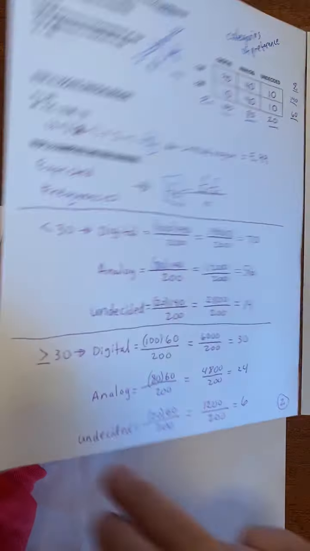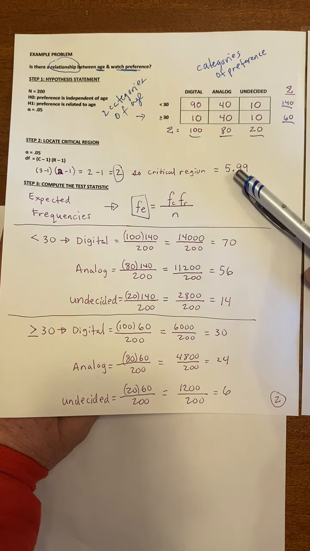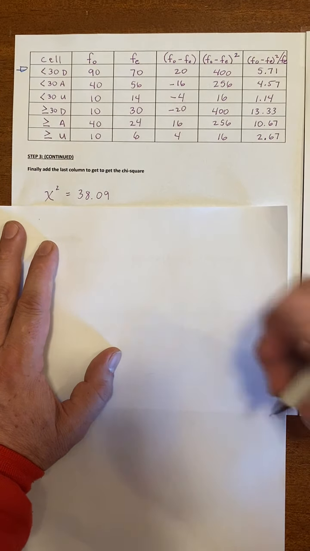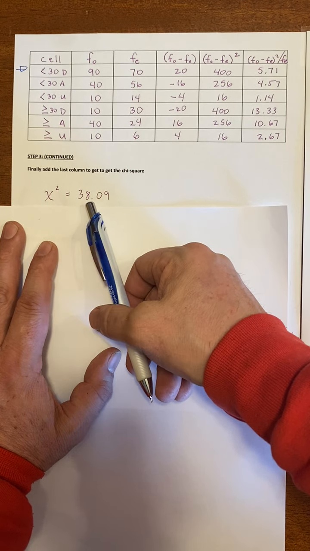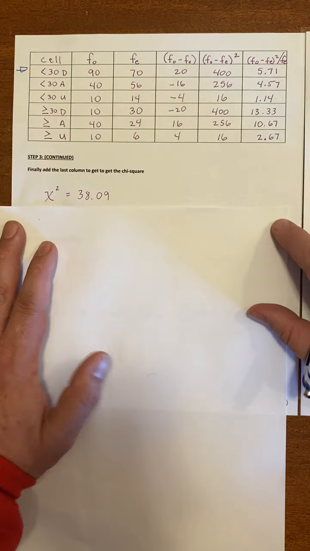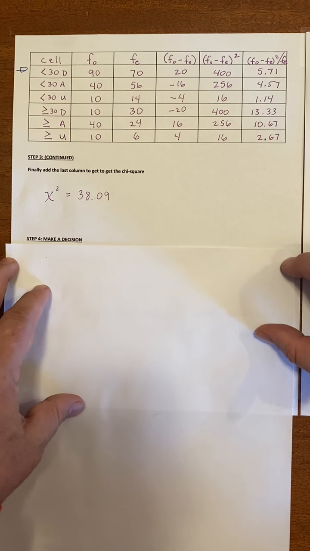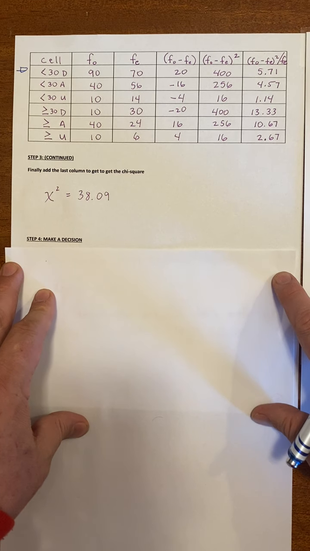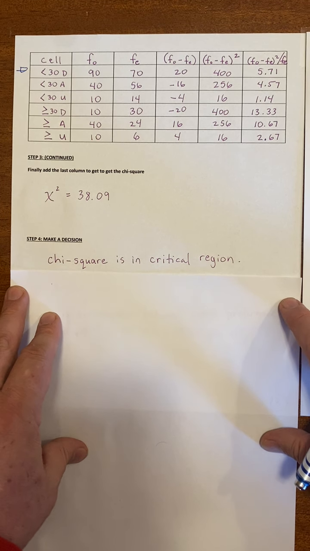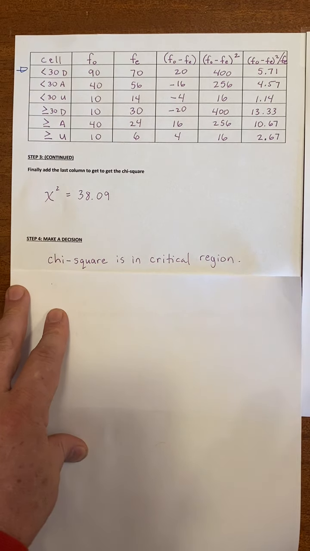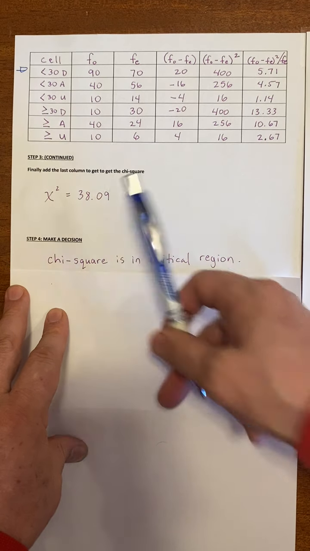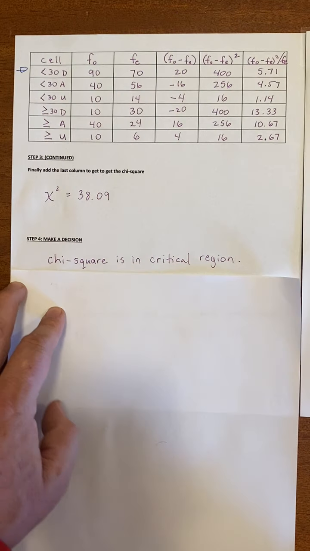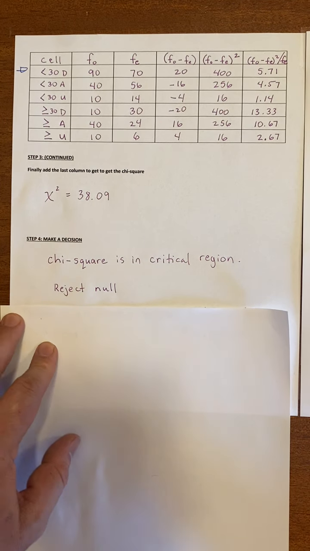Now remember, the critical value that we obtained was 5.99. So what does that mean? Since we have a score of 38.09, we now are able to make our decision. And what is the decision? The decision is that chi-square is in the critical region. It's greater than our critical value of 5.99. So we're going to reject the null.